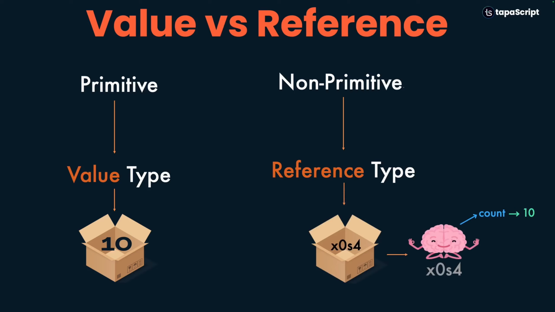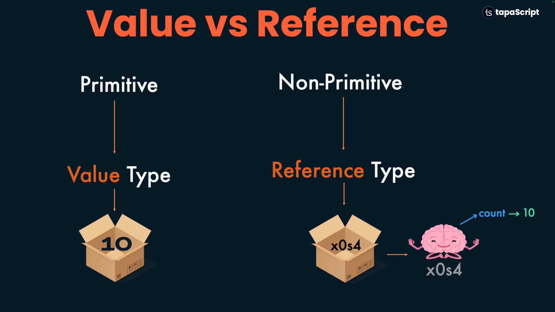Sounds a little confusing. Okay, let me break it up. So for example, if there is a non-primitive thing that you are dealing with, for example, an object, the value of the object will be stored somewhere in the memory, and that memory will have a unique address. So in this case, the address is x0s4. Now for reference type, the variable won't hold the actual value. Rather, it will hold that memory address in which the value is stored. So in this case, the variable will store the value x0s4, and in that memory address x0s4, the actual count 10 is stored. Think in this way.